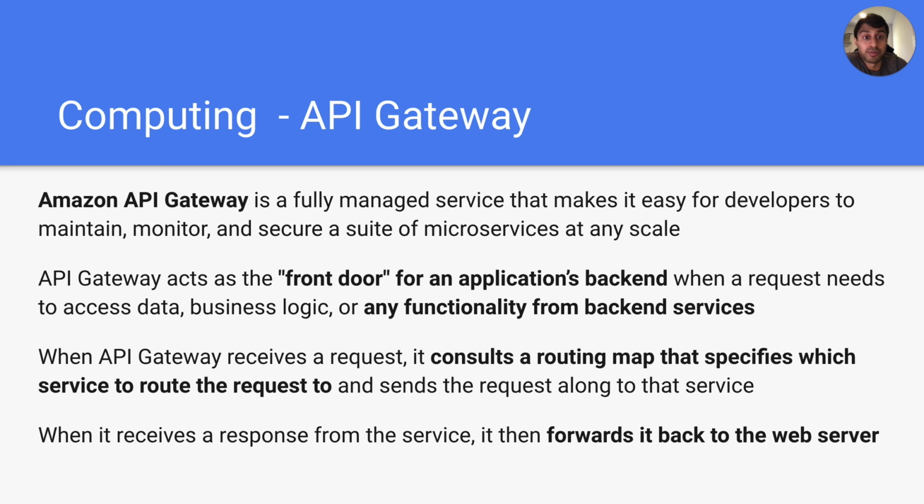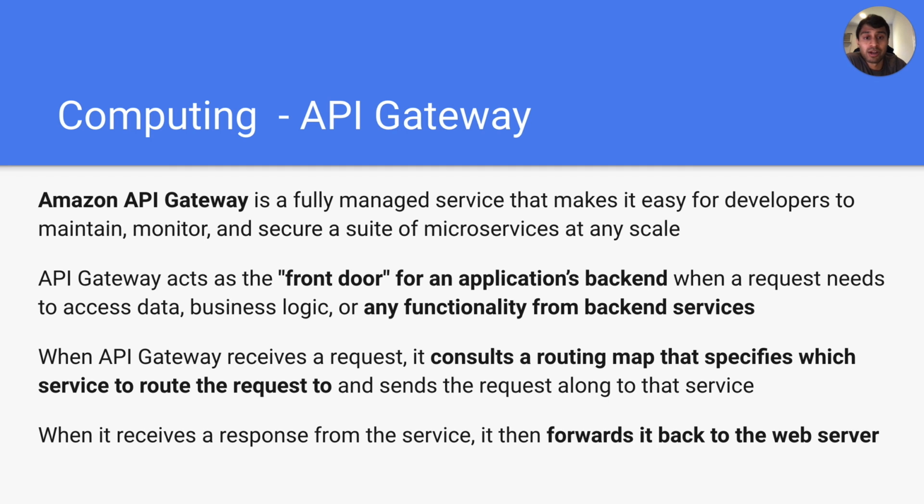Another service worth mentioning when discussing FaaS and Lambdas is something called Amazon API Gateway, which is a fully managed service which makes it easy for developers to maintain, monitor, and secure a suite of microservices at any scale. API Gateway acts as the front door for the application's backend when a request needs to access data, business logic, or any functionality from backend services.